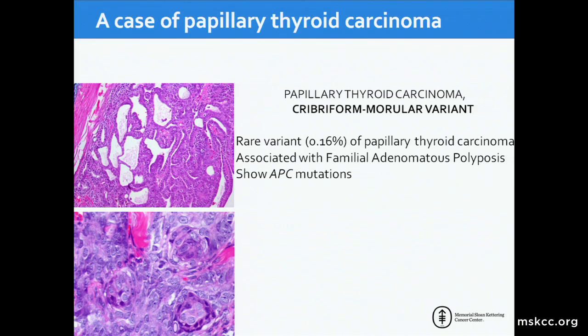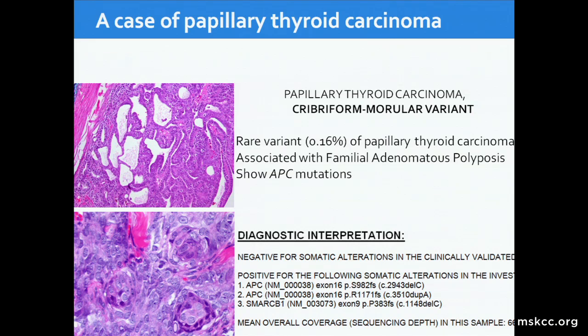I, as a resident, saw Dr. Ghossein diagnose it in a young girl. And then after the diagnosis, she had genetic testing. They diagnosed her with FAP, and he probably saved her life. So since they're associated with familial adenomatous polyposis, they show APC mutations. And this is the MSK IMPACT data that we got from this tumor. So there were APC mutations along with a SMARCB1 mutation.